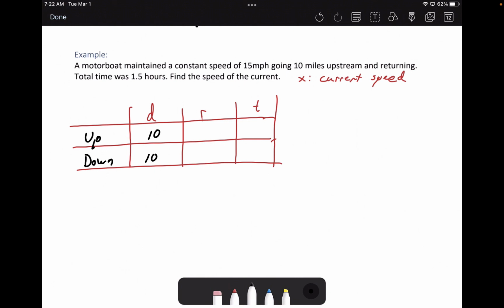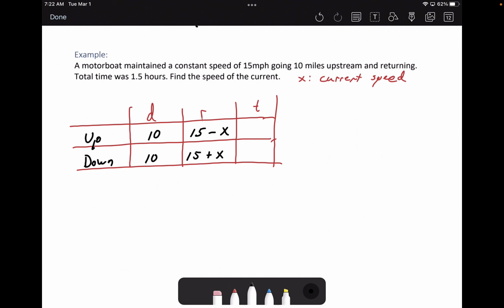The next two boxes typically involve the variable, in this case, the current speed. We know that the boat speed in still water is 15 miles per hour. So if you're going upstream, you're fighting the current. 15 minus the current speed, x. If you're going downstream, you have the boat speed plus the speed of the current.